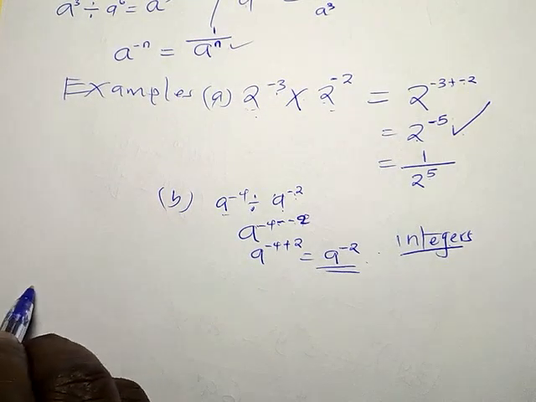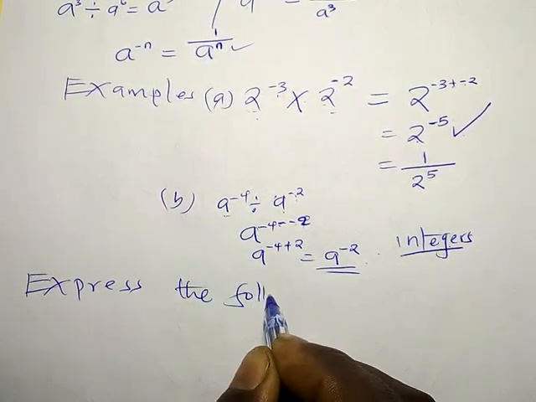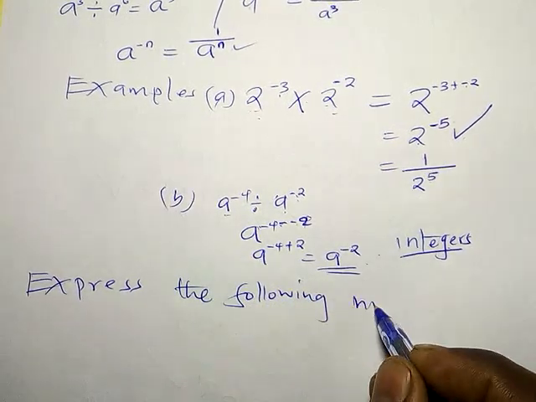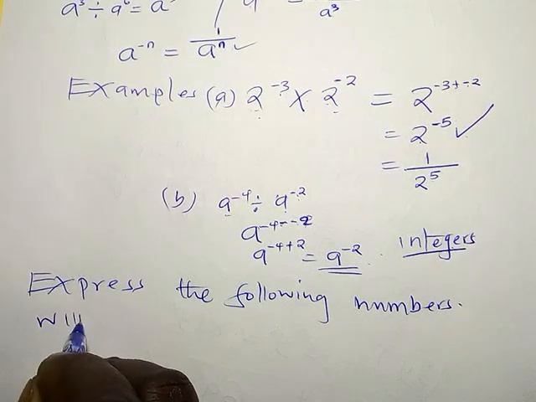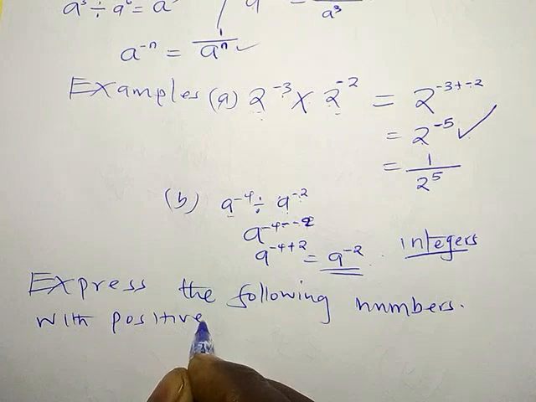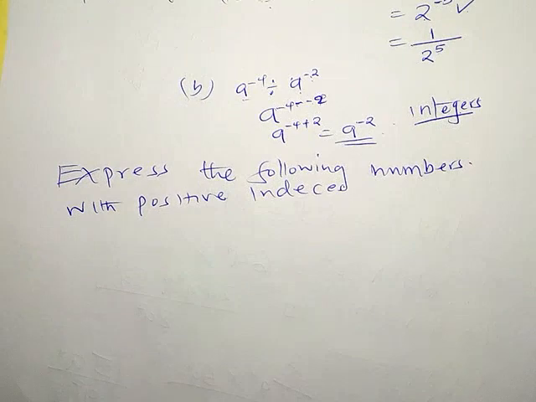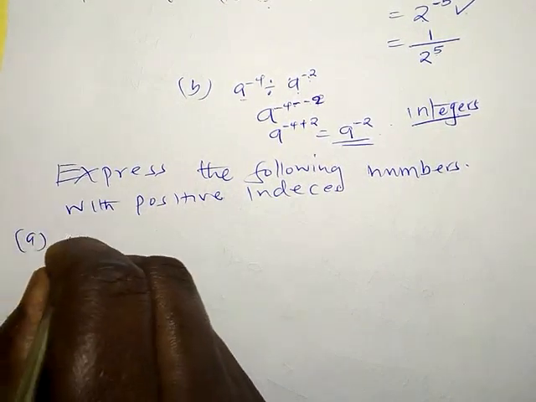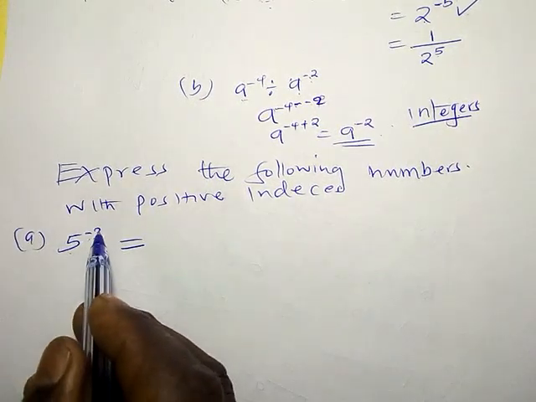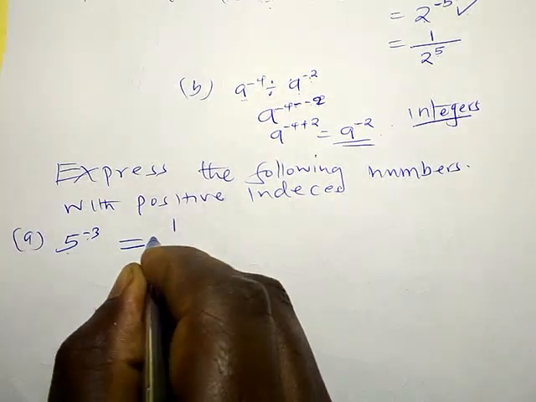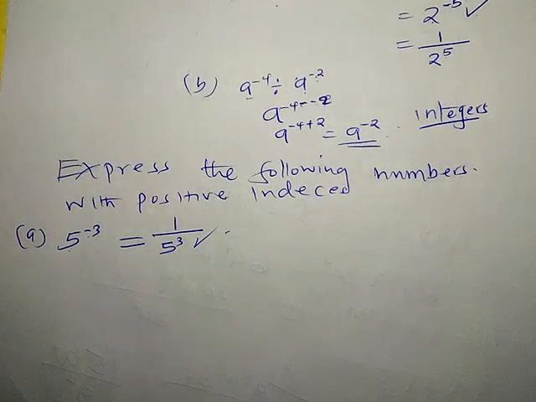Another thing you can do: express the following numbers with positive indices. So you are giving the numbers as, A, 5 raised to power negative 3. I have told you that 5 raised to power negative 3 is exactly the same as 1 over 5 raised to power 3. So this one is positive and this one is negative, right?